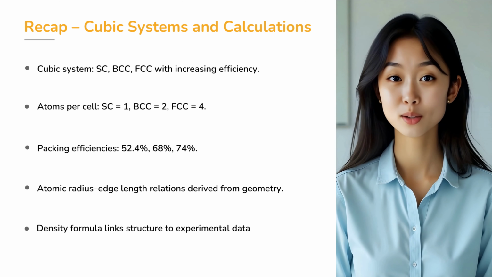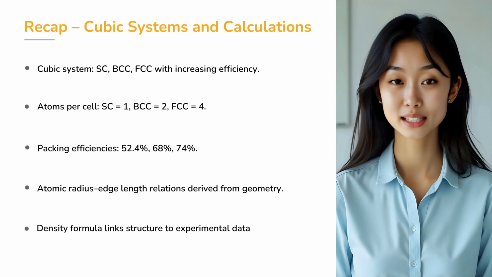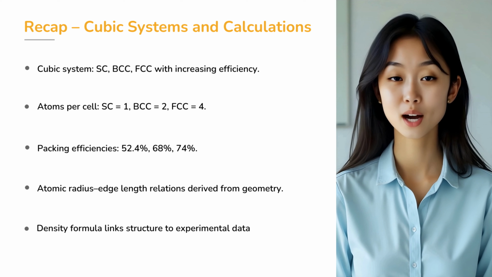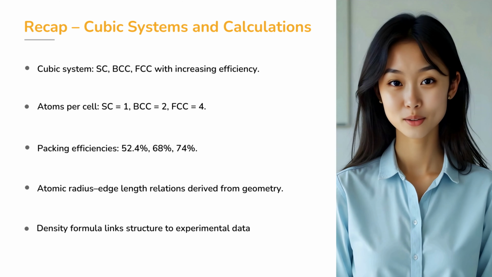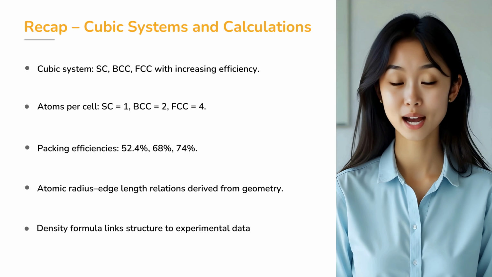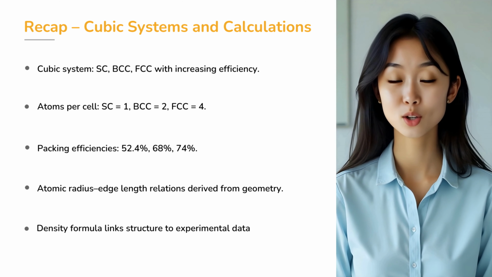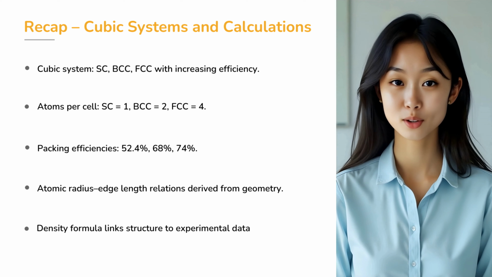We learned the sharing rules for atoms, derived radius-edge relations, and calculated density using the formula rho equals ZM divided by Na a cube. These concepts explain why real-world solids like iron, copper, and sodium chloride have the properties they do. I hope this session has helped you connect geometry with matter at the atomic level.